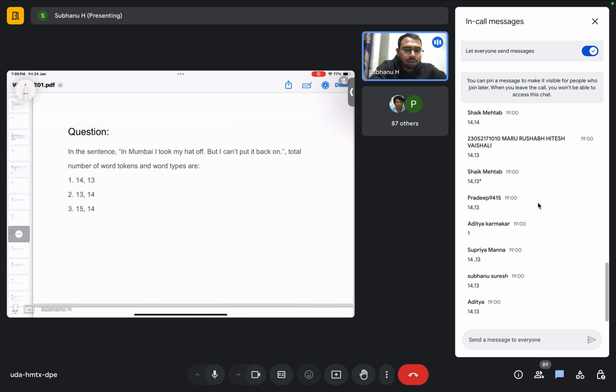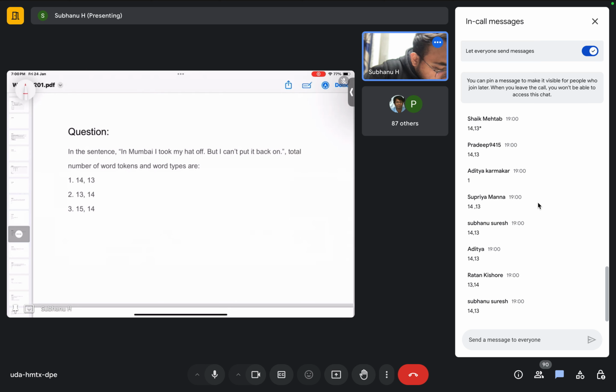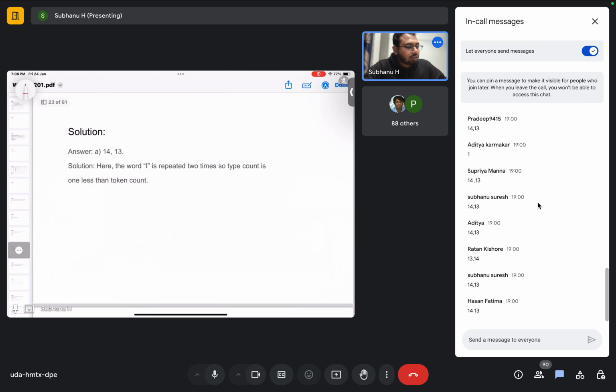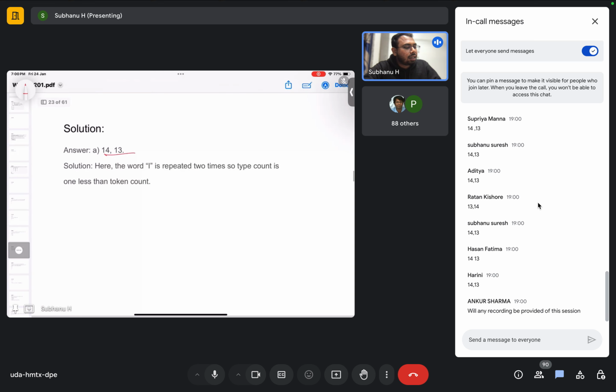So many of you have answered that yes, one is correct. The answer is 14 and 13, because the word I is repeated 2 times, so the type count is 1 less than the token count.